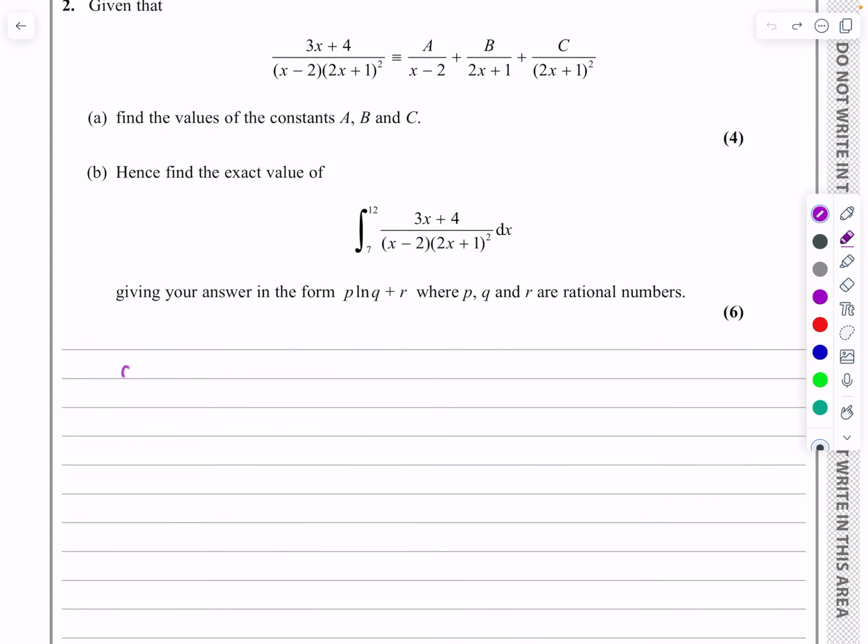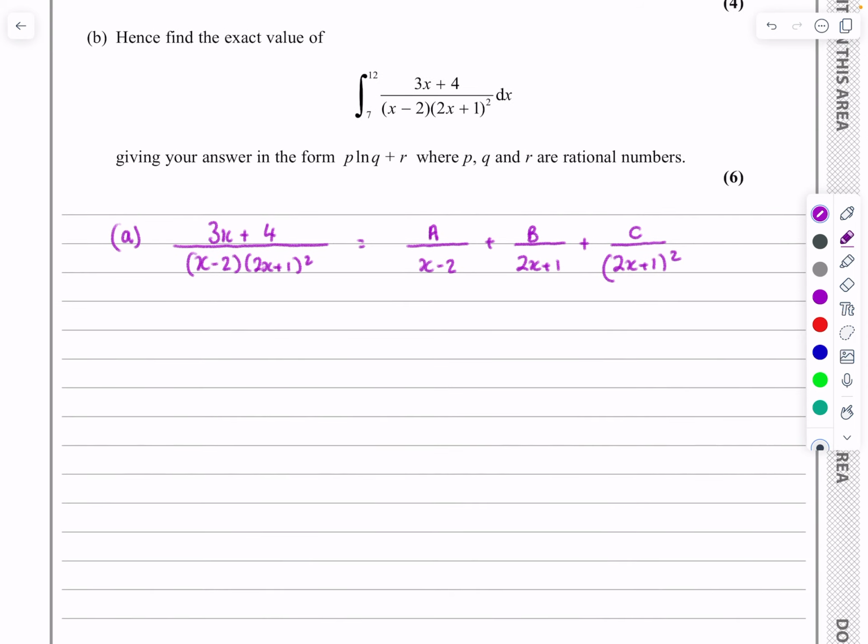Part A then says we've got 3x plus 4, all divided by x minus 2, 2x plus 1 squared, and then they've been kind enough to break it down into the partial fractions for me. So A over x minus 2, B over 2x plus 1, this is a repeated factor, C over 2x plus 1 squared. So they've done the difficult bit for us really. What I now need to do when I'm adding these three fractions together is I want the common denominator to be x minus 2, 2x plus 1 squared.